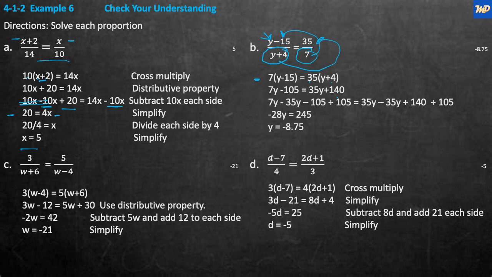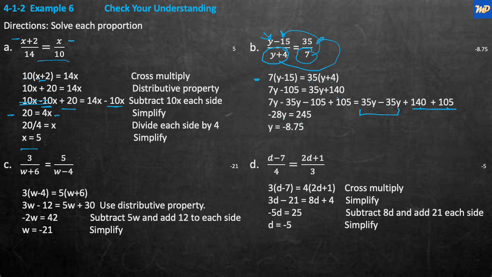The 35y came from the right, minus 105, which is here on the left, and I have a plus 105. That's for me to move it to the other side. And on the other side, I had the minus 35 and the plus 35 right here, from starting with 35 and subtracting 35. And I have 140 plus 105, which are going to add together. When I do that, 7 minus 35 is minus 28y. And on the other side, 140 plus 105 is 245.